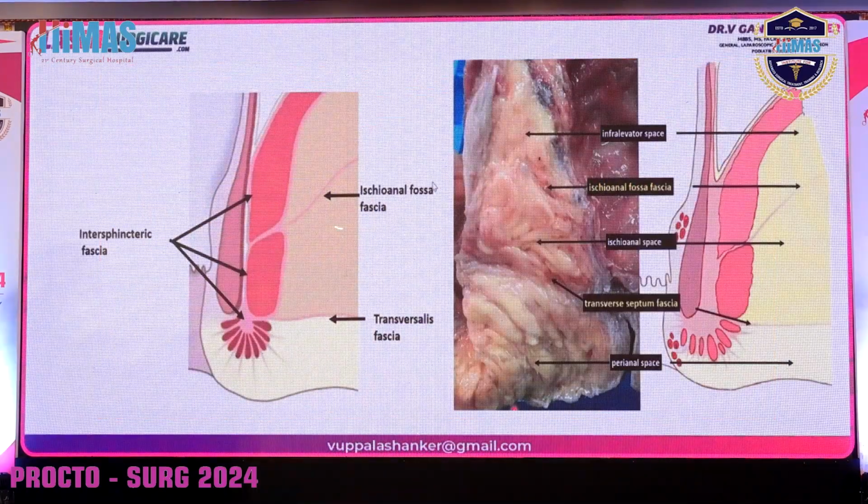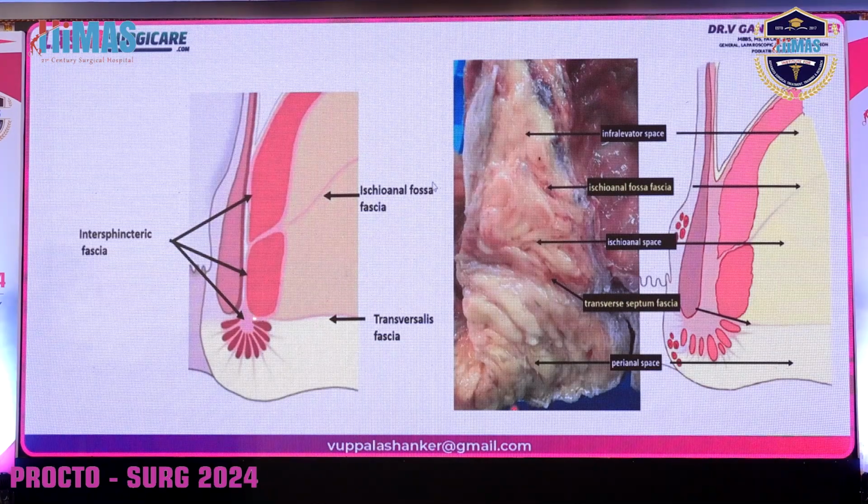Let us see the fascia. I said the longitudinal muscle gives the lateral extension. This is the ischio-anal fossa. Ischio-rectal fossa is a misnomer. This fascia divides the ischioanal fossa into upper and lower compartments. The upper one, below the levator ani, is known as the infralevator space. The lower one is the ischioanal fossa.